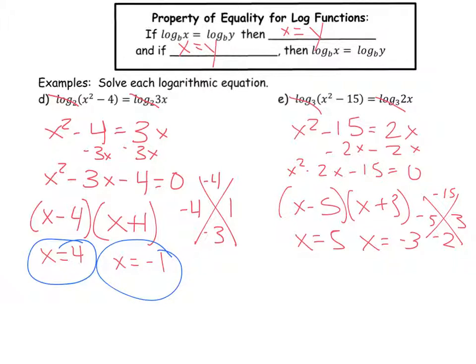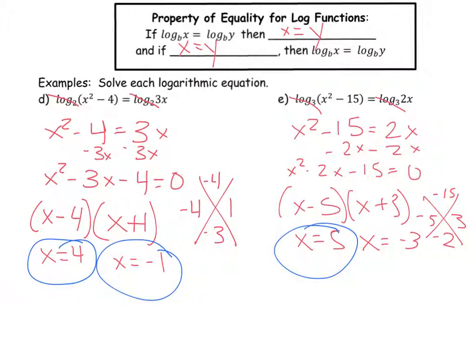So if we plug the 5 in, on the left-hand side, we'd have 5 squared, which is 25, and 25 minus 15 is going to give us 10. So we'd have log 3 of 10. On the other side, if we plug the 5 in, we would also end up with log 3 of 10. So we know that x equals 5 is a solution.